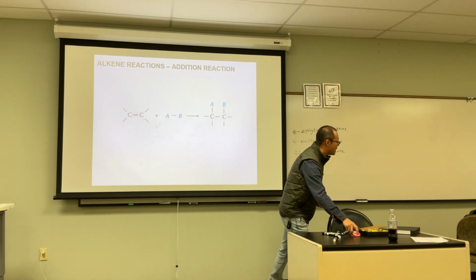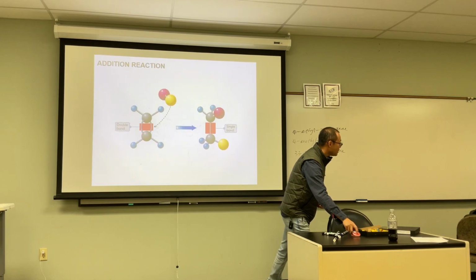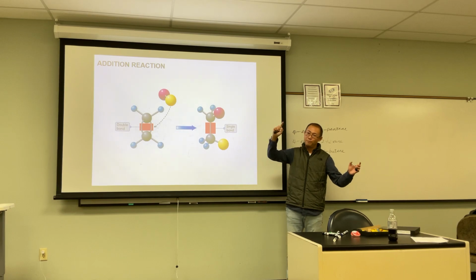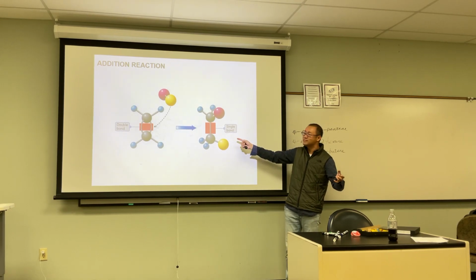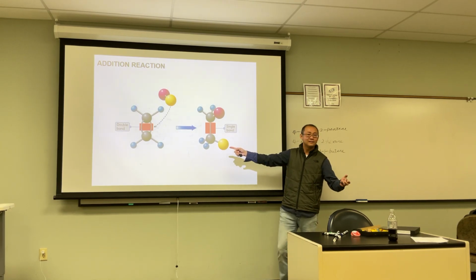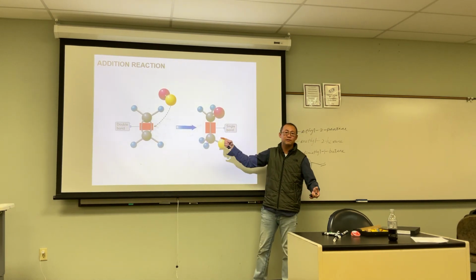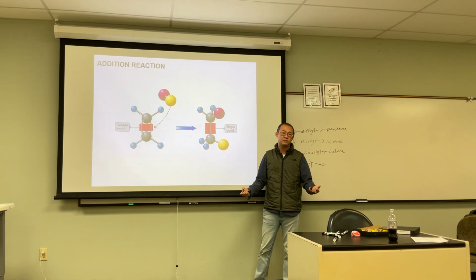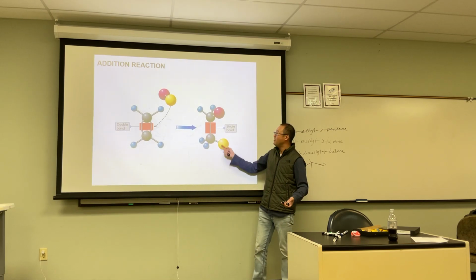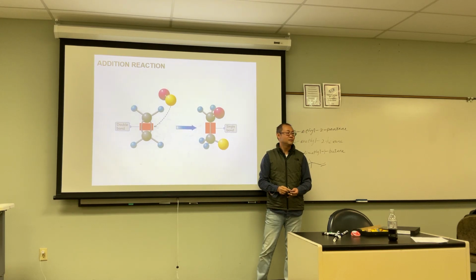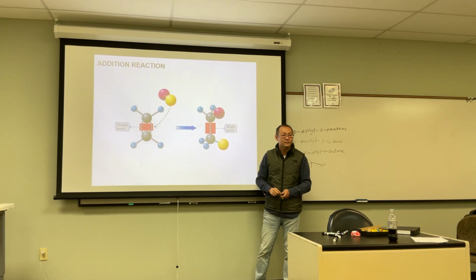And by the way, here is another model picture to help you understand further what's going on. The previous one is a reaction, and this one is using pictures. You see that? The double bond becomes a single bond. Then two balls, yellow and purple, can be the same or different species, and they are added to these two atoms. That's what we call addition reactions.